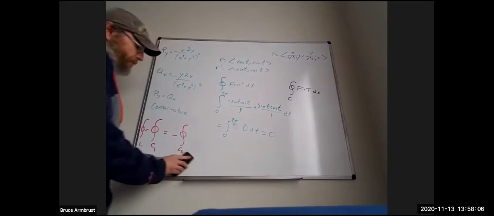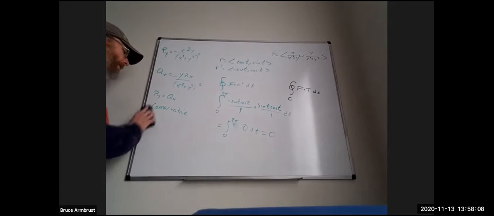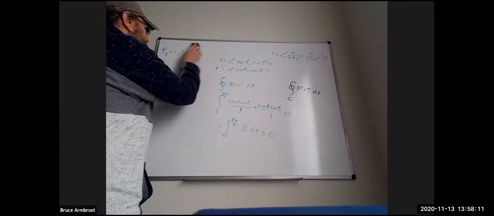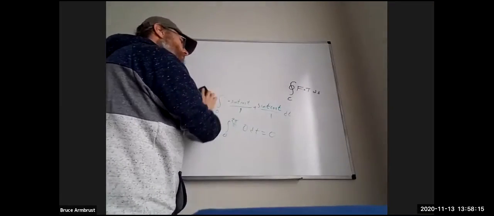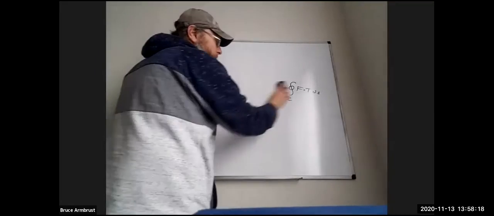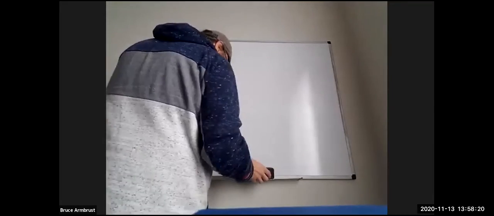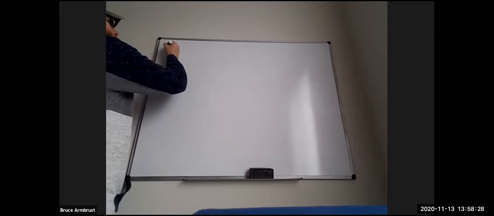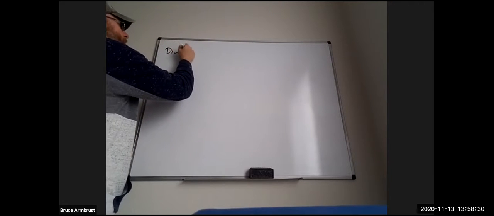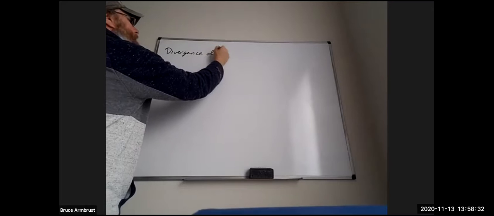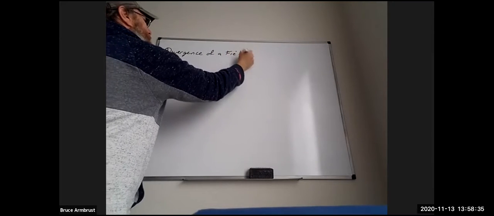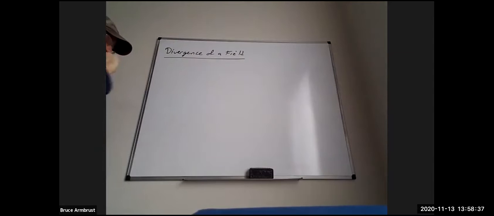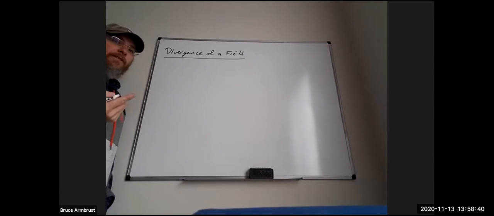Now, let me show you some other properties of vector fields. Some things that we talk about with them are going to be useful a little bit later on. They're also useful on their own. These are called divergence and curl. Okay, so we've got the divergence of a field. We'll start with this one.